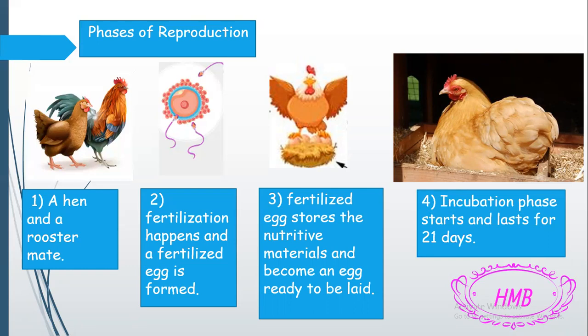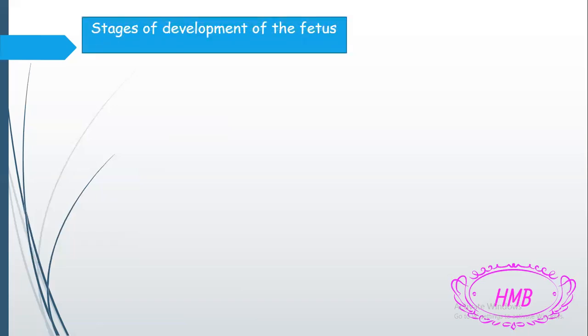Okay, so incubation is very important, and all birds incubate, but the duration differs between birds according to their kinds. As for the chicken, it's only 21 days. Okay, the chicken incubates. But what is happening inside the eggs? So I will show you stages of development of the fetus in different periods.